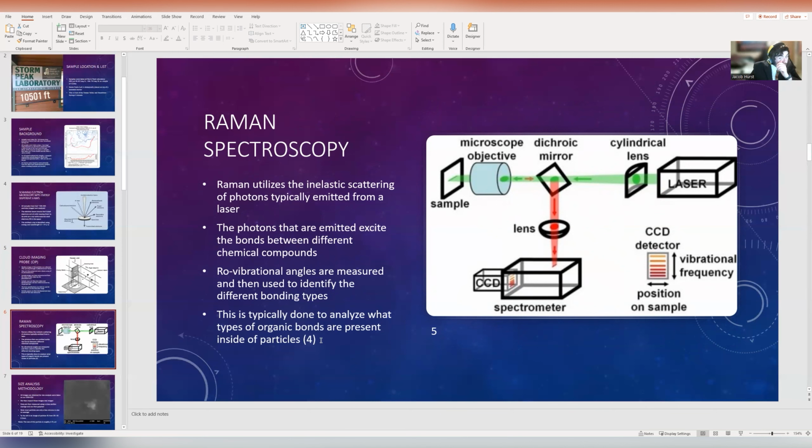This figure over here is going over how Raman spectroscopy works. The laser comes in here, goes through and hits the sample, but this also shoots it into a lens into the spectrometer. So we'll go on to the next one here.